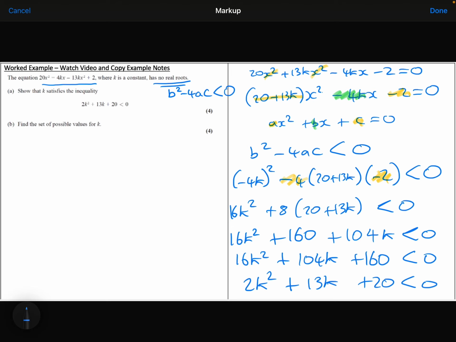For part B, find the set of possible values for k. So let's solve this quadratic inequality. I am first going to factorise it to find the roots so that I can sketch it. It's really important you sketch your quadratic inequalities. That's going to be 2 numbers that multiply to make, I think that's going to be a 4 there and a 5 there.